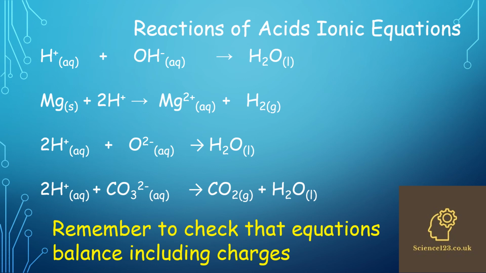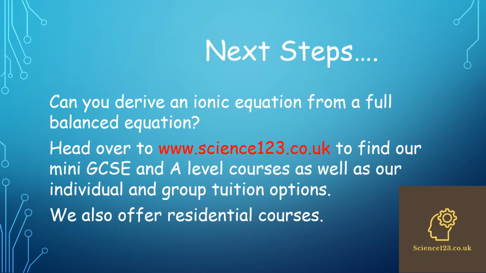Remember to check that your equation balances, including for charges. I always check the charges first, because if these do not balance, then there is clearly an error somewhere in the equation. Can you now derive an ionic equation from a full balanced equation? Try to come up with examples of your own. For example, pick a metal and an acid and see if you can derive the balanced ionic equation.